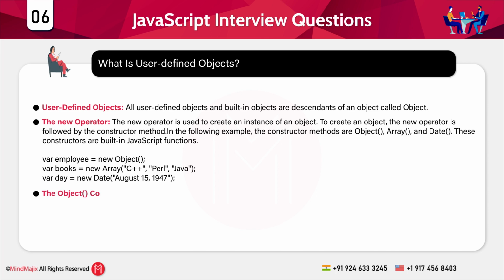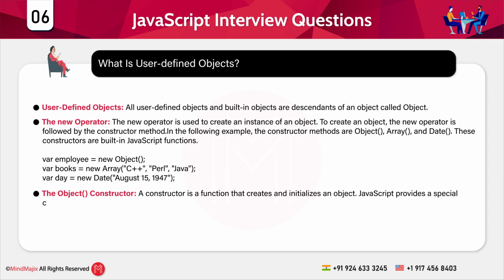Then the object constructor. A constructor is a function that creates and initializes an object. JavaScript provides a special constructor function called Object to build the object. The return value of the Object constructor is assigned to a variable.